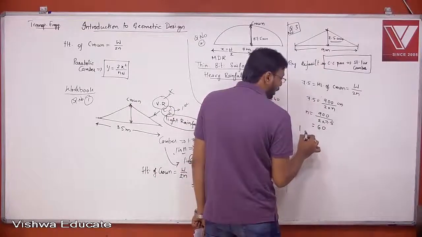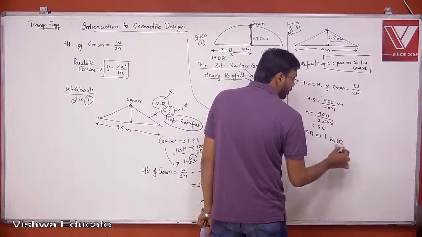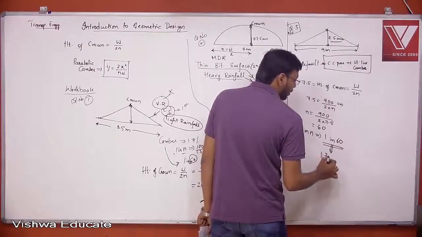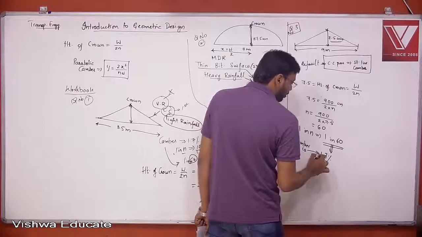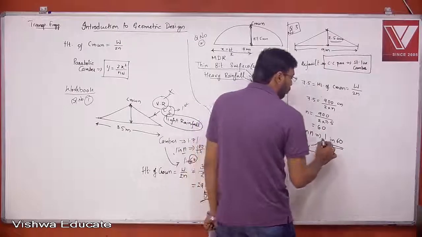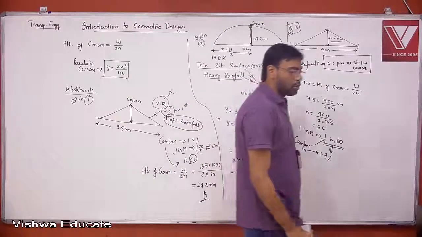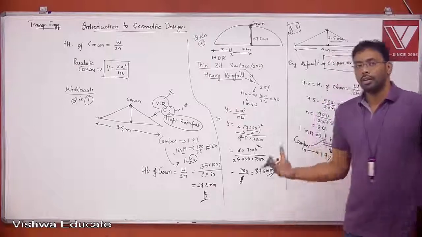So the camber 1 in n is nothing but 1 in 60, and 1 in 60 is simply 1.7%. So camber is 1.7%, or 1 in 60, right? So this is how we calculate the cambers. You can note it down.